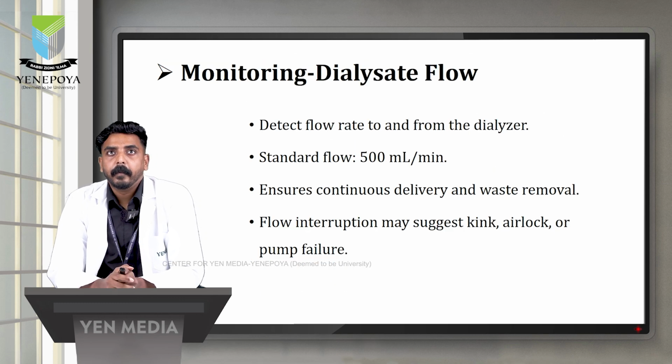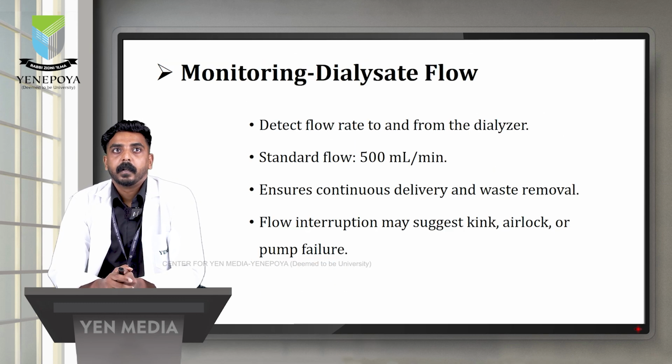Now monitoring of dialysate flow. The system detects flow rate to and from the dialyzer. The standard flow rate is 500 ml per minute. It ensures continuous delivery and waste removal. Flow interruption may suggest a kink, airlock or pump failure in the system.